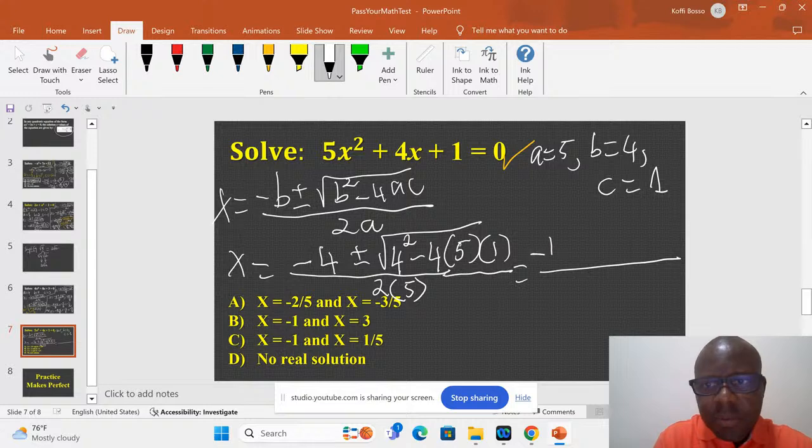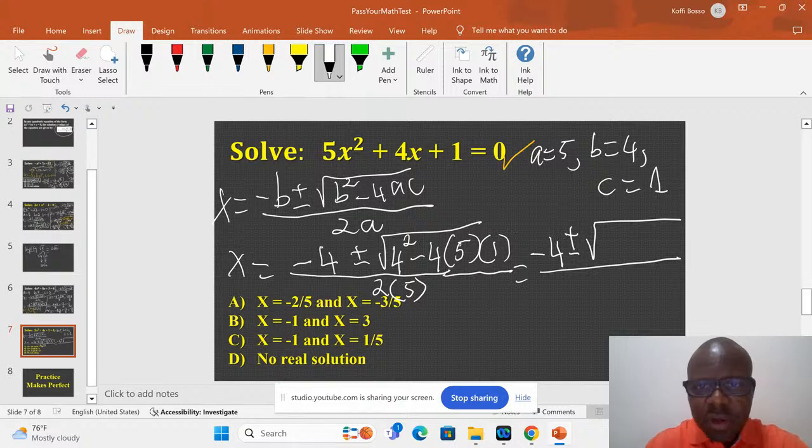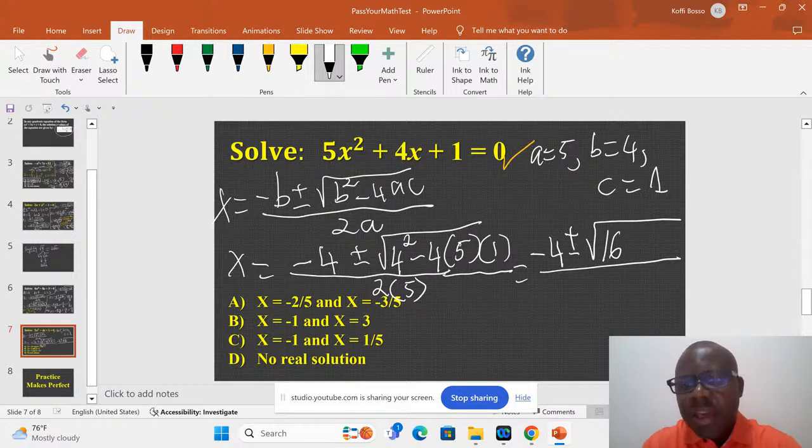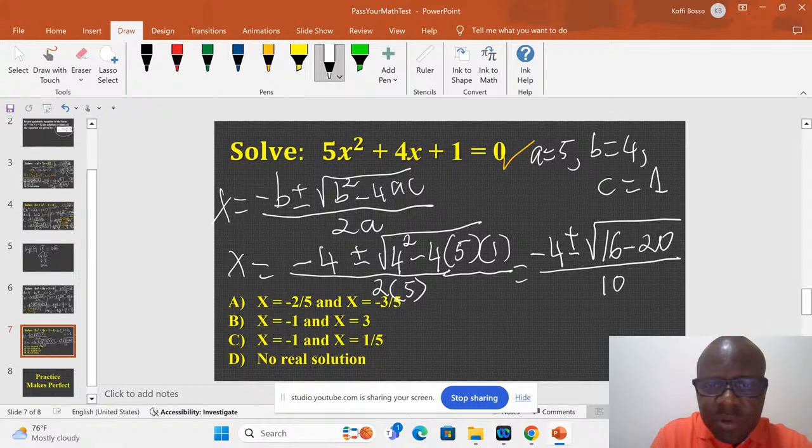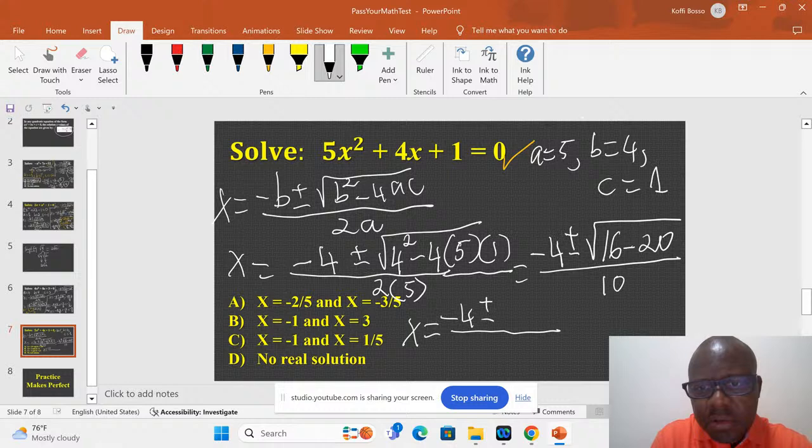Negative 4 plus minus the square root. Inside, we have 4 squared, and 4 squared is what? 16. Now, minus 4 multiplied by 5 multiplied by 1. So I can take it as negative 4 multiplied by 5, which is negative 20. Negative 20 multiplied by positive 1 is still negative 20. Divided by 2a, so a is 5, so 2 times 5 is 10. Now we continue. x is equal to negative 4 plus minus the square root of 16 minus 20, which is not 4, but negative 4, divided by 10.